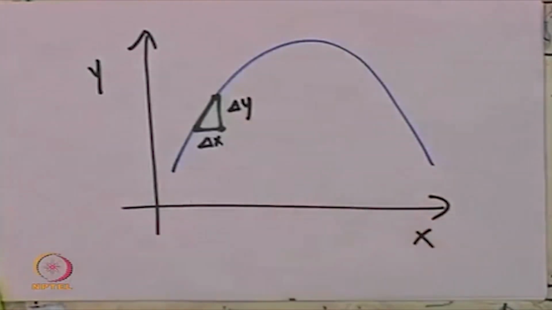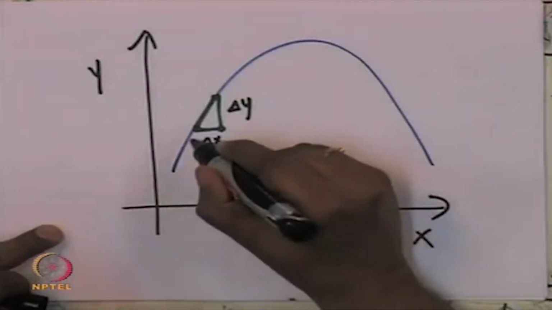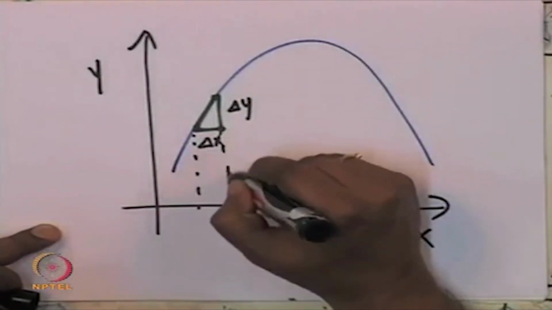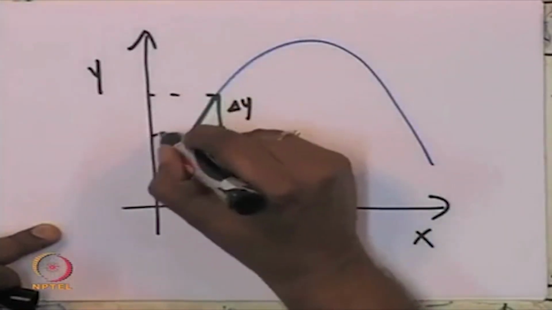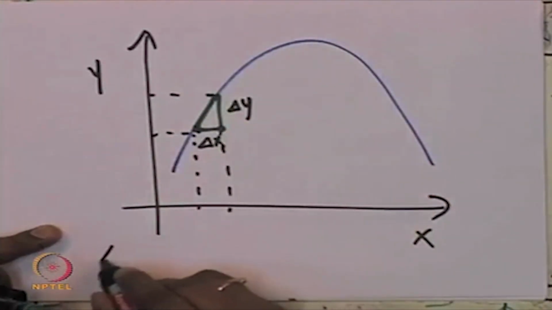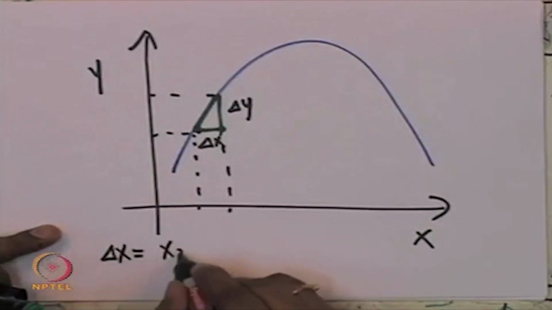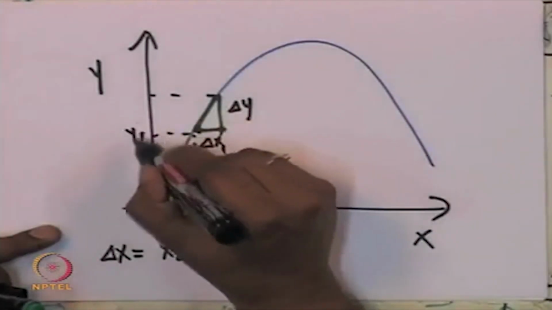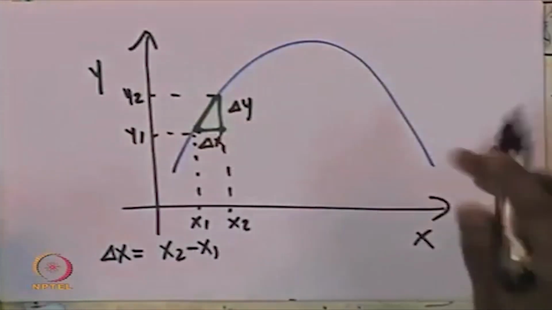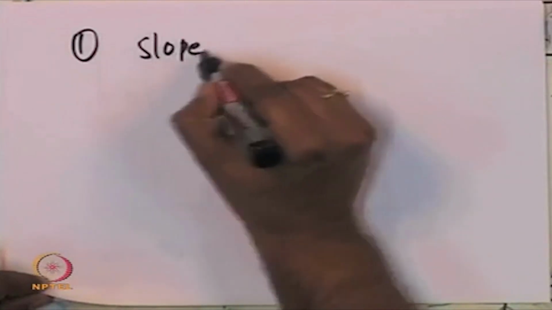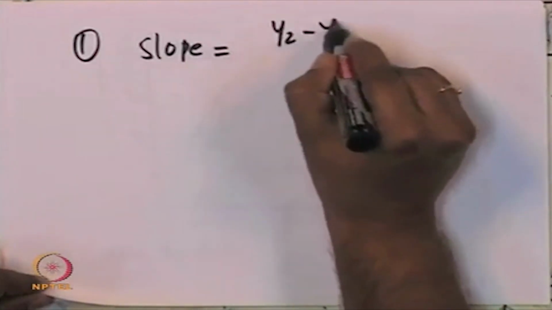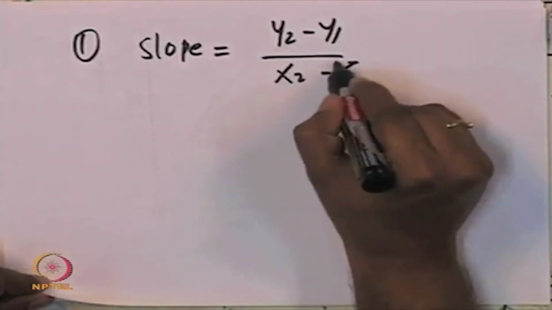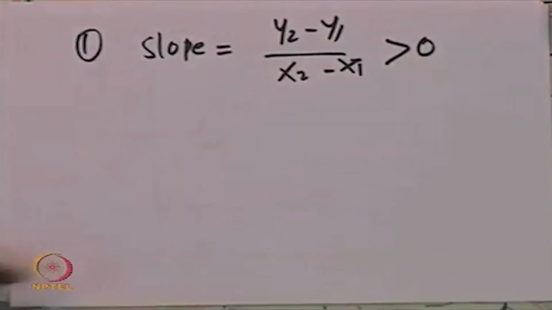So, delta slope has to be positive. Let us do this. Delta x is x2 minus x1. So, this is x1, this is x2, and this is y1, this is y2. So, the slope of the first case is y2 minus y1 divided by x2 minus x1, which has to be greater than 0.